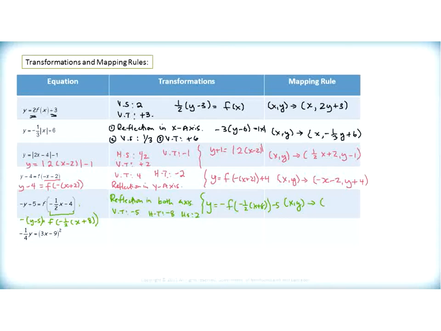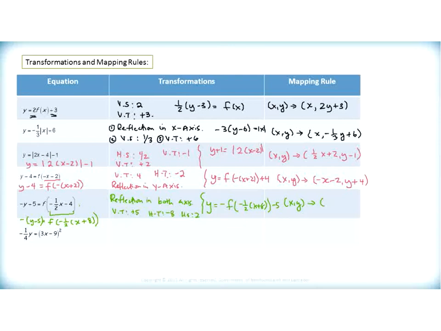Now let's look at our reflections again. Make sure we're good here. We've got a reflection of both axes. That's still fine. The vertical translation is actually positive 5, not negative 5. Vertical translation is positive 5. Horizontal translation is negative 8. And the horizontal stretch is 2.